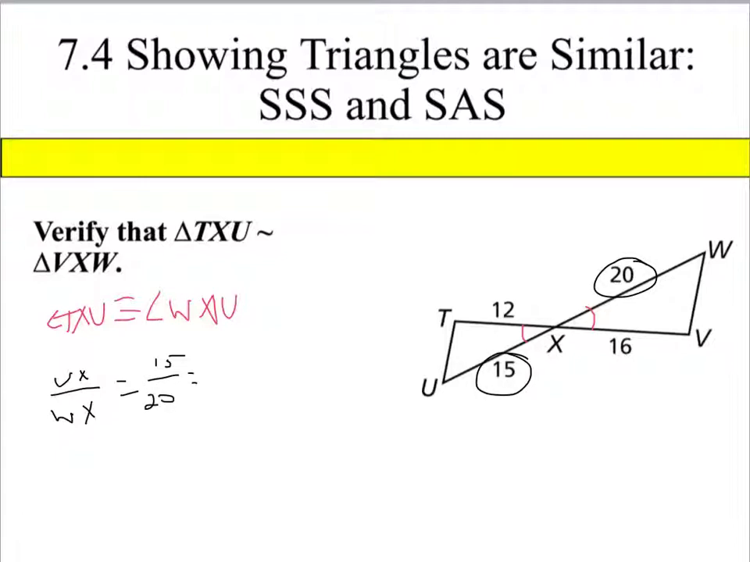What is my scale factor? It is going to be 3/4. I can divide by 5 and I get 3/4. All right. Next piece of information, I need to check the other two and see if that answer equals 3/4. So I'm going to look at TX and VX. So which one goes on top?